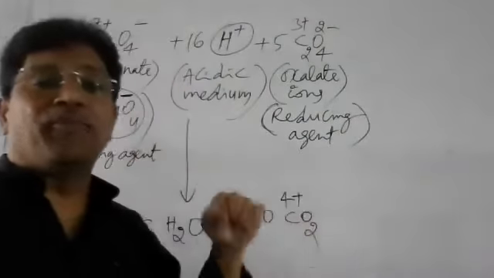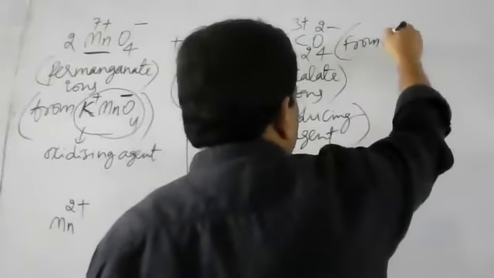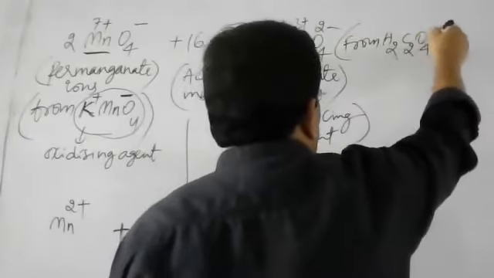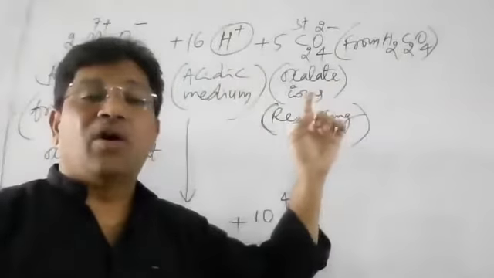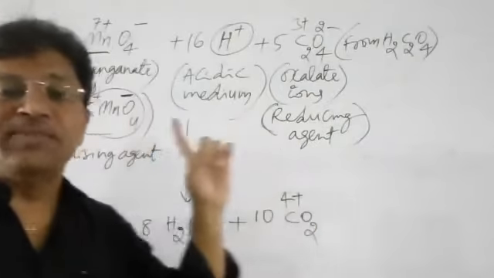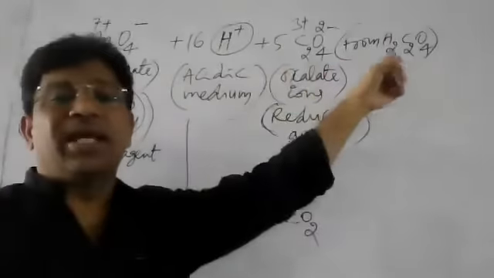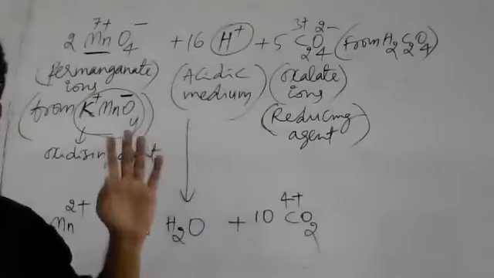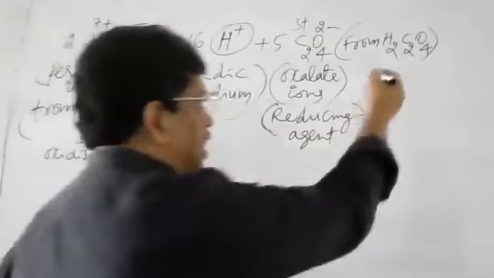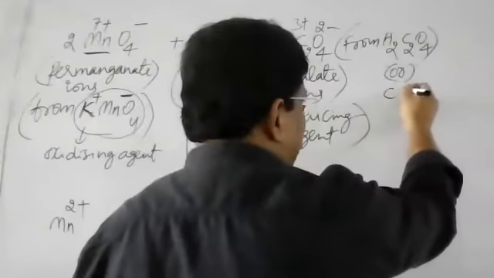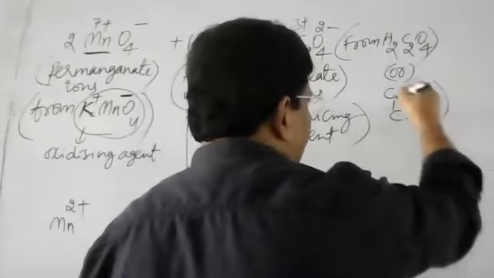So these oxalate ions come from what? Oxalic acid, from H2C2O4. From oxalic acid, we have got oxalate ions. Now, actually, this reaction is between potassium permanganate and oxalic acid. KMnO4 is potassium permanganate. What is H2C2O4? Oxalic acid. Is that clear, ma'am? We can write H2C2O4 as COOH bond COOH.